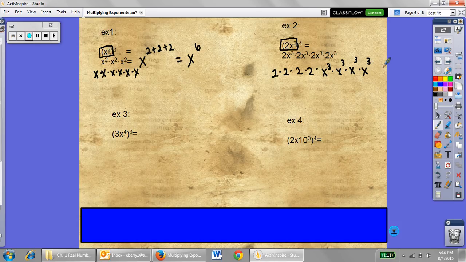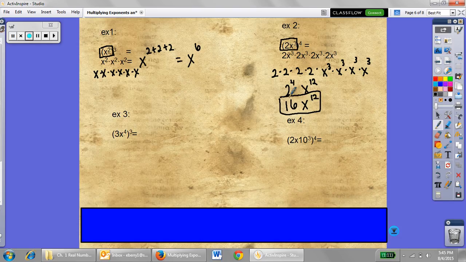Now we can either multiply this out or simplify it using exponents, either way. Here we have 2 to the power of 4, since there's 4 of them, and x to the power of 3 plus 3 plus 3 plus 3, which is 12. 2 to the 4th is 16, and we can write this as x to the 12th. And this here is the final answer.